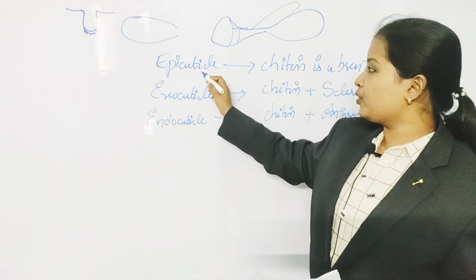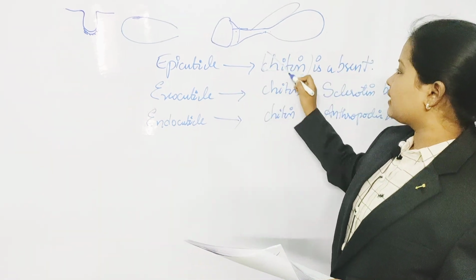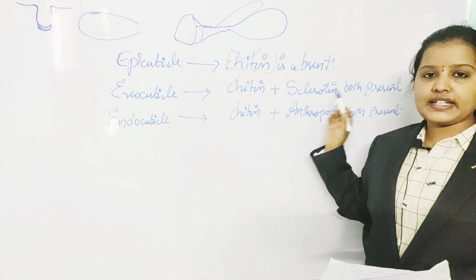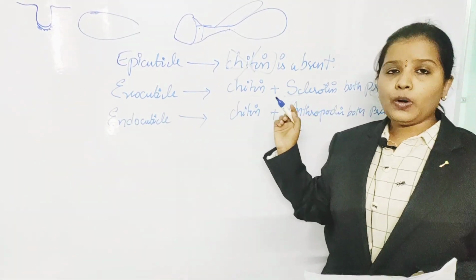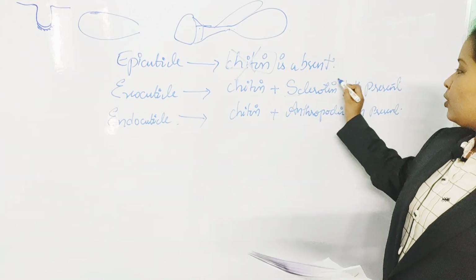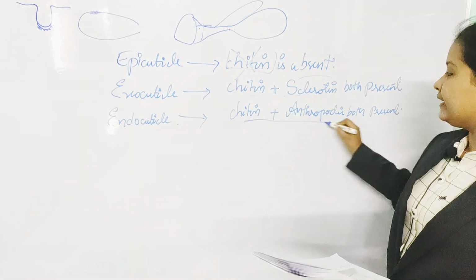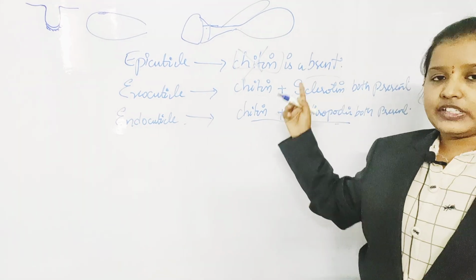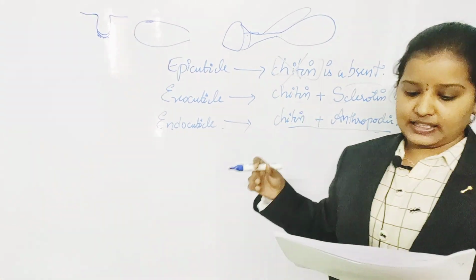In case of epicuticle, the chitin is absent completely. In case of exocuticle, chitin plus sclerotin is present. Both are present, so it is darker in color. And in case of endocuticle, sclerotin region is absent. Only chitin and arthropodin are present. So, it is lighter in color. So, we need to remember these three things.